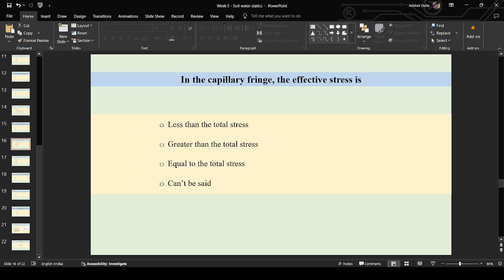I repeat the question. In the capillary fringe, the effective stress is: first option, less than the total stress. Second option, greater than the total stress. Third option, equal to the total stress. Last option, can't be said. Okay, so next question.